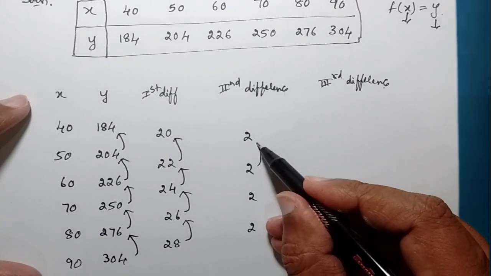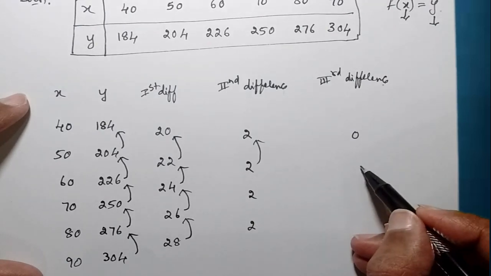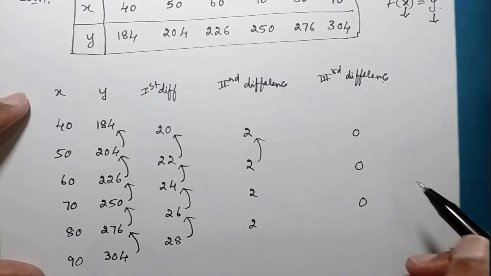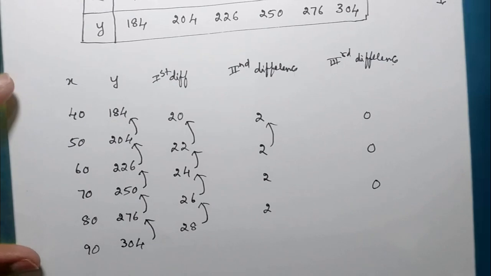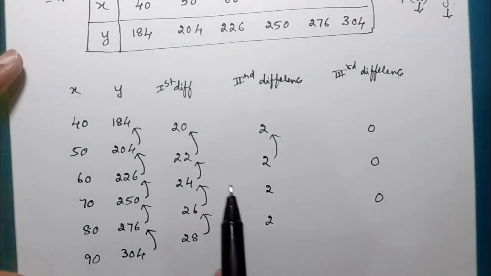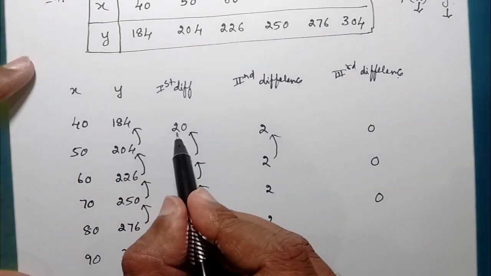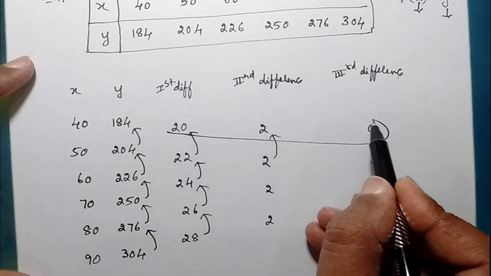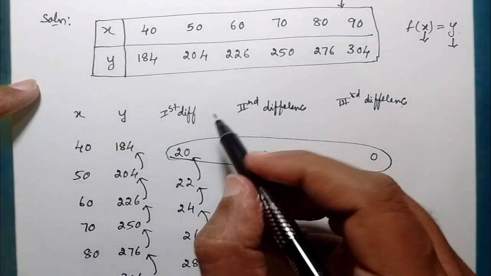Third difference, the difference will be how much? 2 minus 2, 0. 2 minus 2, 0. 2 minus 2, 0. Because you have got 0 over here, you can stop the process. Now for forward difference, I will be taking these leading forward differences. These are called the leading forward differences.